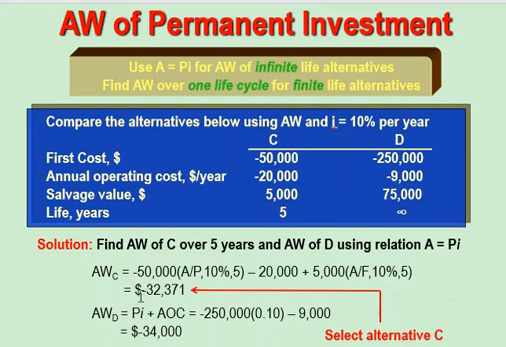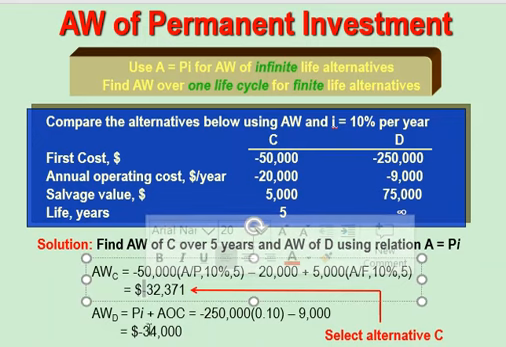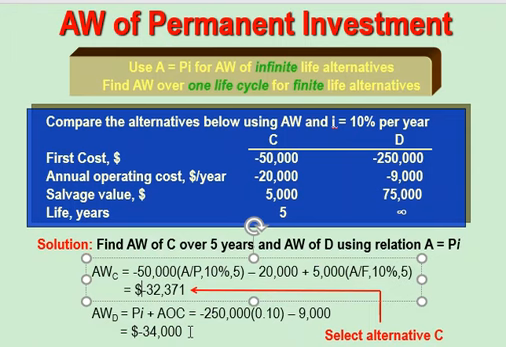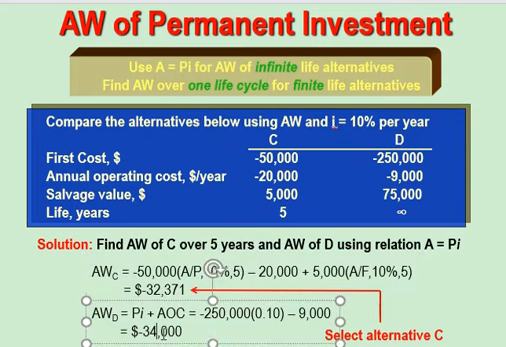Now, this is negative 32 and this is negative 34, about negative 32,000 and negative 34,000. We said we choose the less negative if both are negative. 32 is less damage. If both were positive, then I choose the higher positive. But here both are negative, so we choose the less negative. This is it for AW.